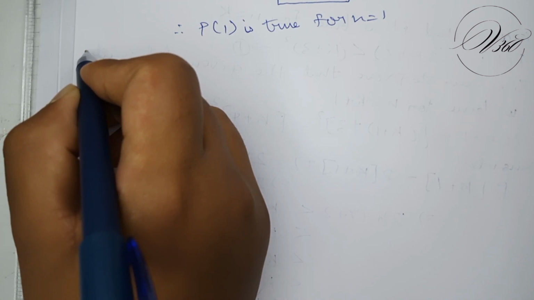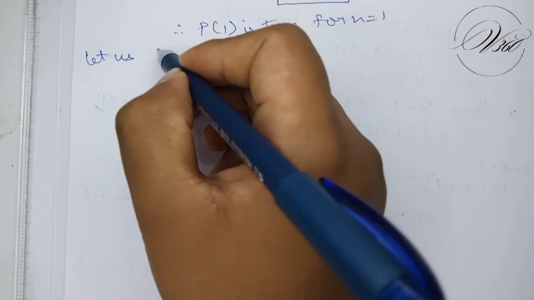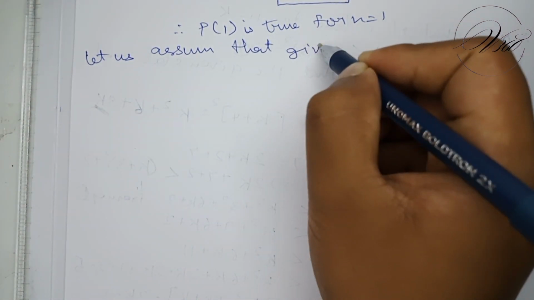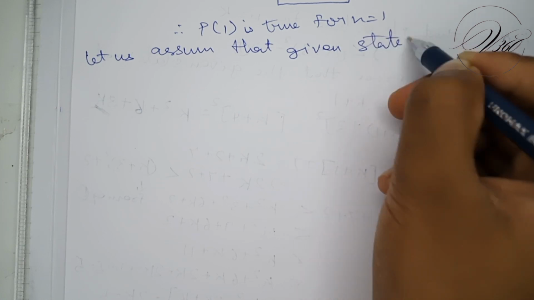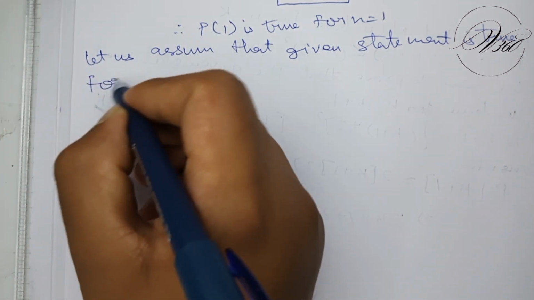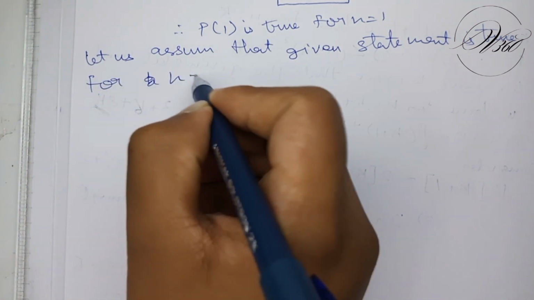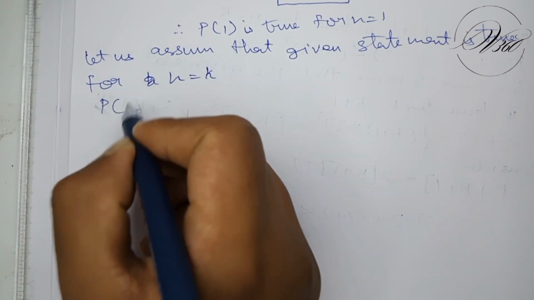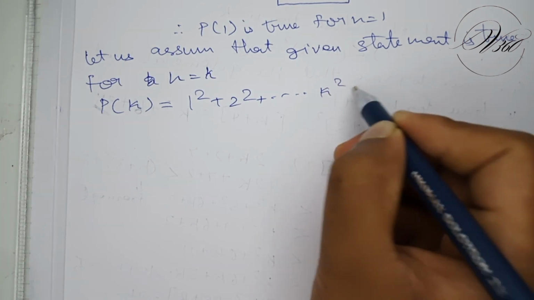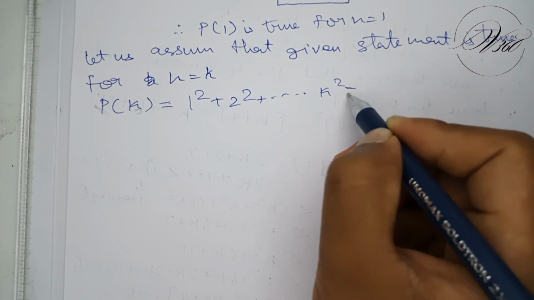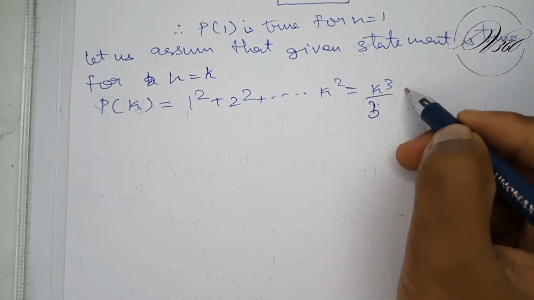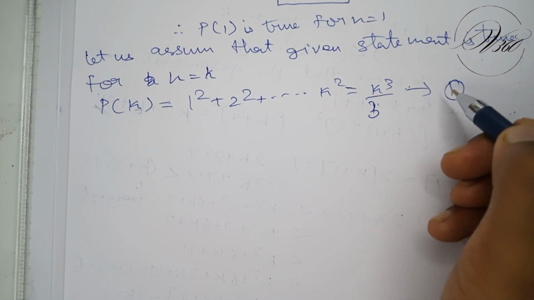Now let us assume that the given statement is true for n equals k, then P of k is equal to 1 square plus 2 square plus up to k square, that equals k cube by 3. This is the first equation which we get.